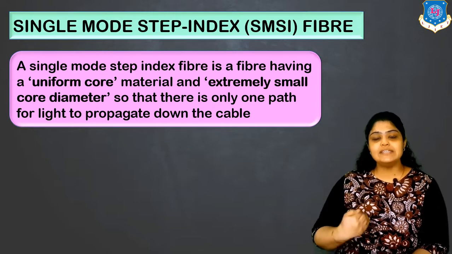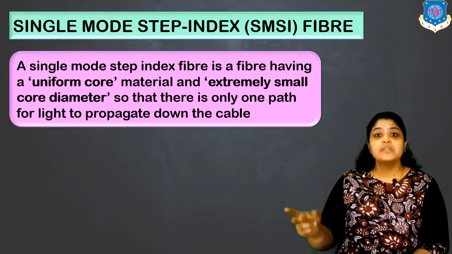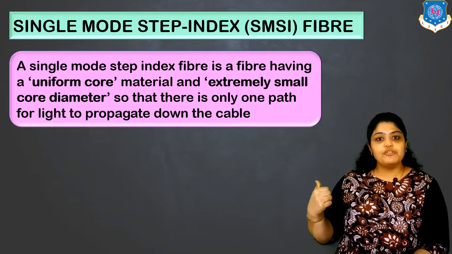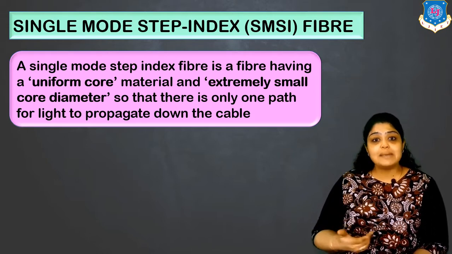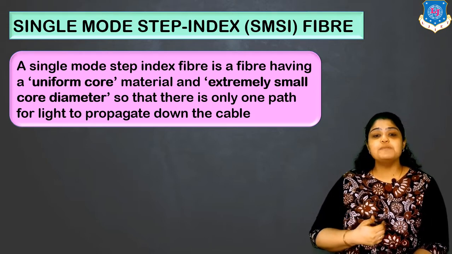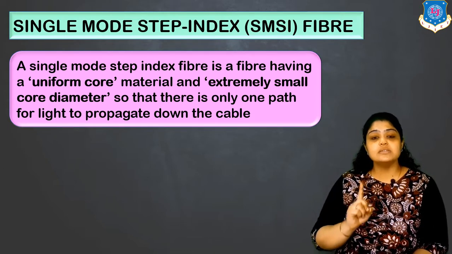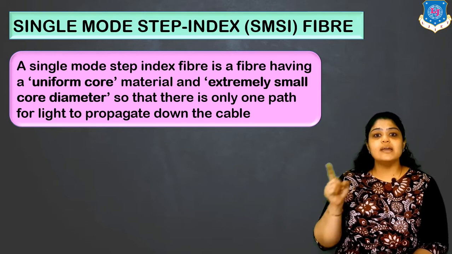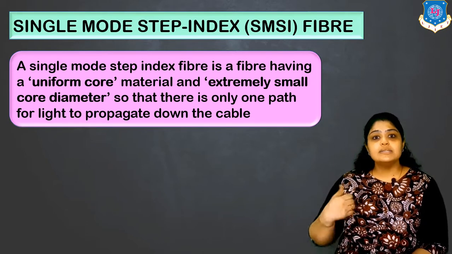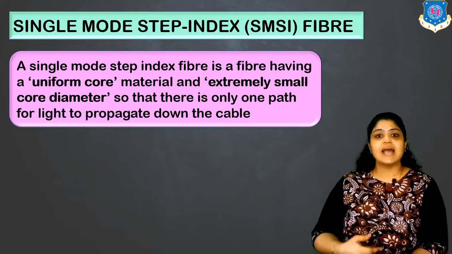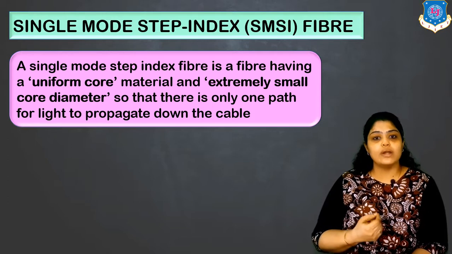So from the name itself, we can say that light will take only one path to travel along the cable. And coming on to index profile, light has a step index profile. Now what do you mean by a step index profile? A step index profile is a profile in which throughout the core the refractive index remains the same. Along the entire diameter of the core you have a single value of refractive index. A single mode step index fiber has a uniform core material and an extremely small core diameter.